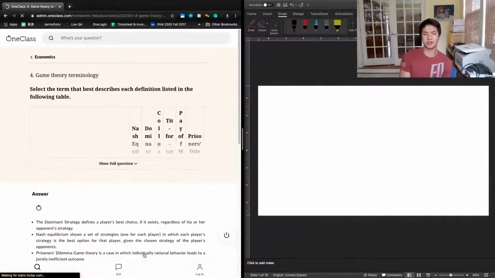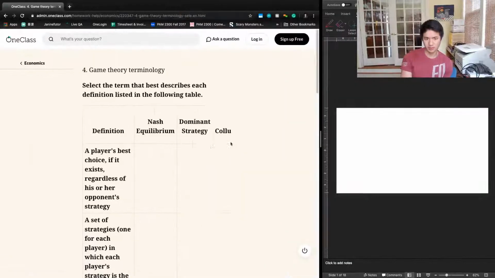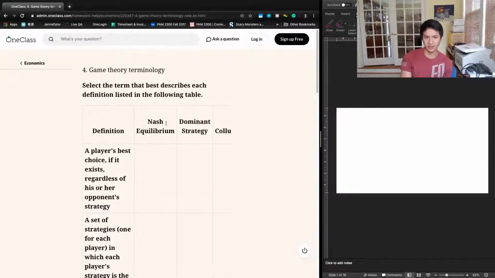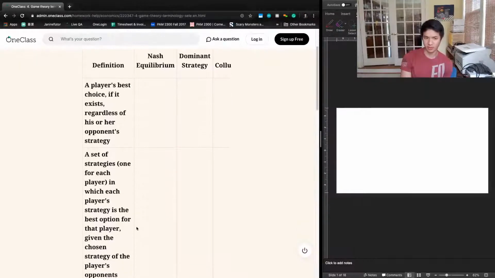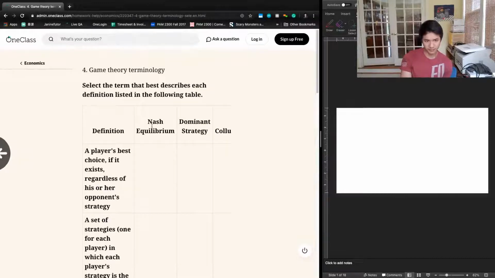Okay. Next question talks about game theory terminology. Let's see if I can extend this a little bit larger to give us some more room to see. It says select a term that best describes each definition listed in the following table. We have definitions on the left side, and in the columns we have different terms. So let's take a look at the terms real quick. First we have Nash Equilibrium, then dominant strategy, then it looks like collusion.